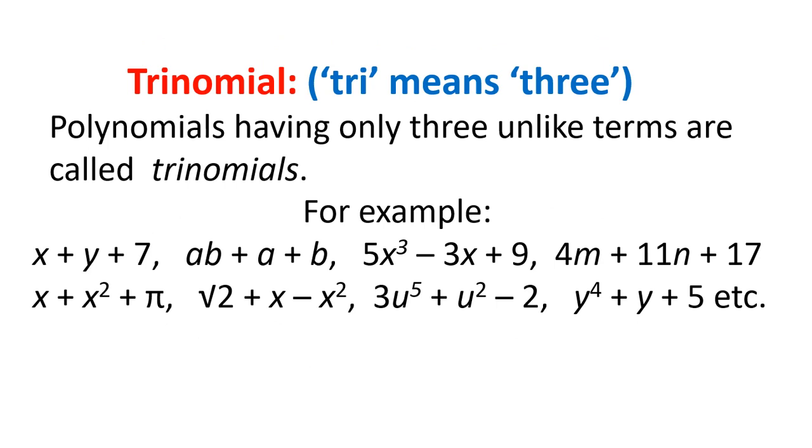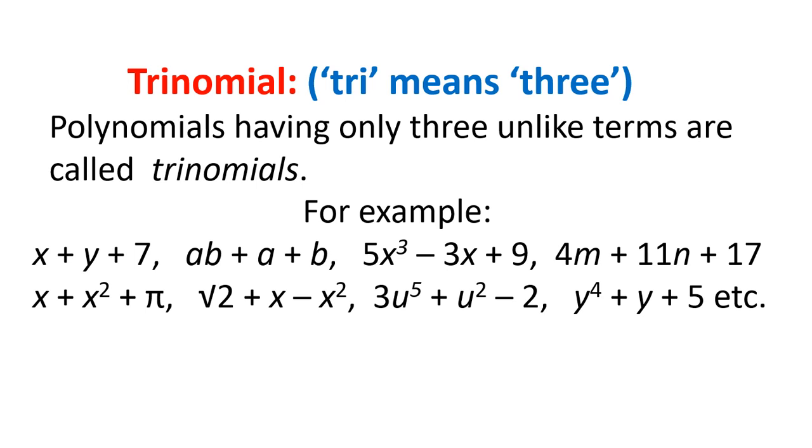Third category is trinomial, and tri means three. Like bi and mono, there are many words which start with tri. For example, tricycle, that means a vehicle having three wheels. Triangle, that means a polygon having three angles. Trisect, that means to divide in three equal parts.